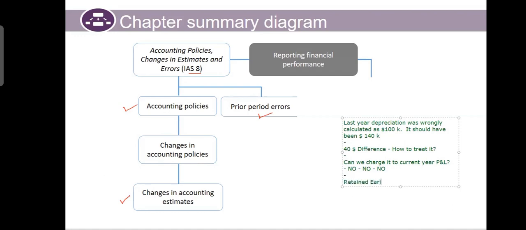Because whatever profit you calculated last year, maybe you overestimated profit last year because you did not show the correct expense. So last year profit was overestimated. And this overestimated profit, where did it go to? It landed in the retained earnings. So go and just reduce the retained earnings.